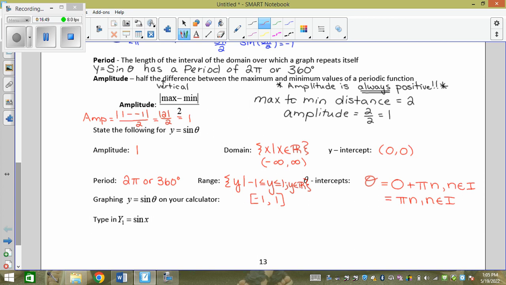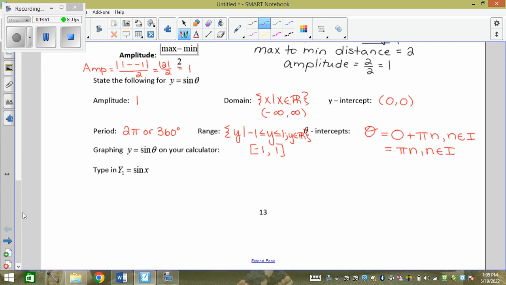I want you to put sine theta into your calculator. When you go to press sine, slap your hand and be like, what mode do I need to be in? Well, what mode does this one actually have to be in? Radian, because the x-axis was in radians.